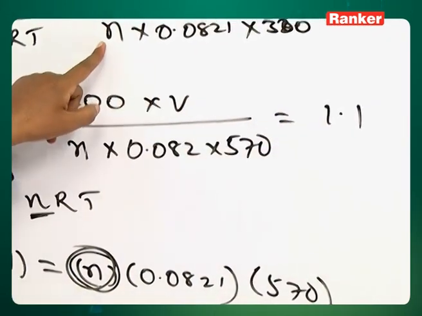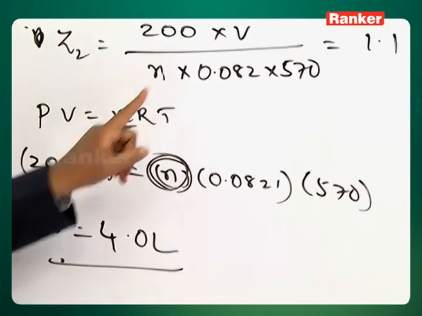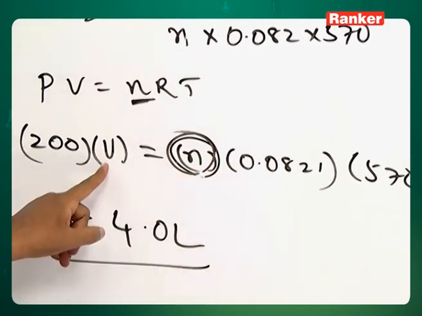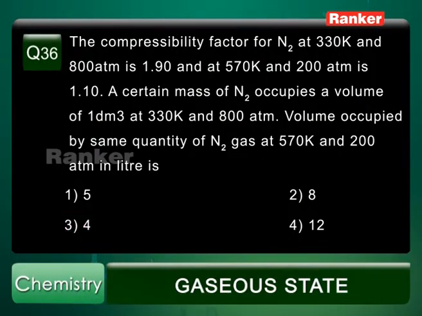So, from this if you are finding out the value of N, that value of N you directly take, this is in fact not necessary. So, if you substitute that over here, then you can find the volume. From this you can determine the volume as 4 liters. So, the correct answer is option 3.